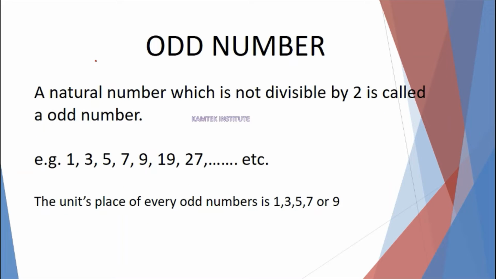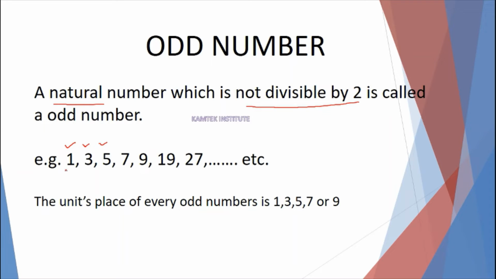So let us come to odd numbers. What are odd numbers? कोई भी natural number which is not divisible by 2, any counting number which cannot be divided by 2 is called an odd number. Example is 1, 3, 5, 7, 9, 19, 27 एटसेट्रा.